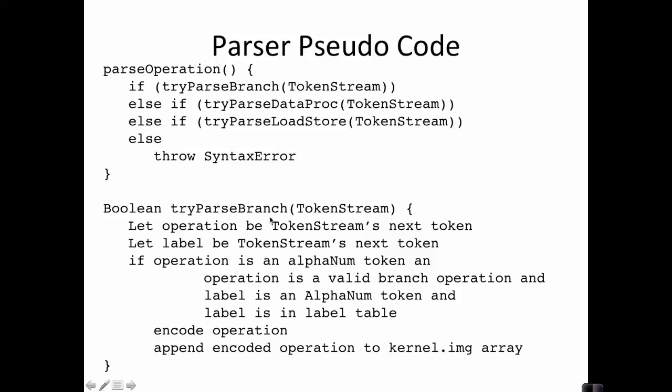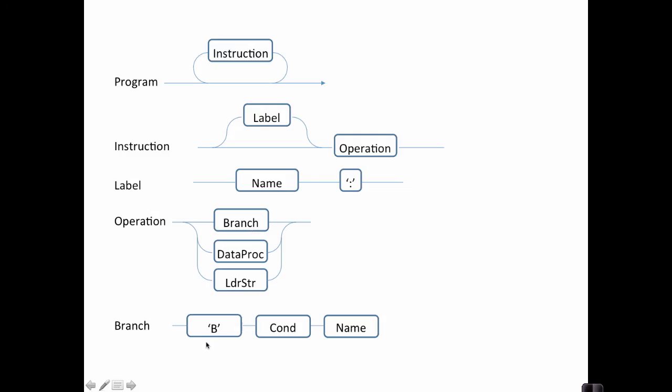Here's how we try and parse a branch instruction. I'm going to show you how to do this, and I'll leave the others as proof to the reader, so to speak. To parse the branch instruction, if we go back and look at the syntax diagram one more time, we notice that the branch instruction consists of a B, a condition code, which could be nothing, or it could be AL, or it could be NE. So this would be BAL or BNE or whatever is a valid branch operation, followed by a name, which is actually the name associated with the label that we're branching to.